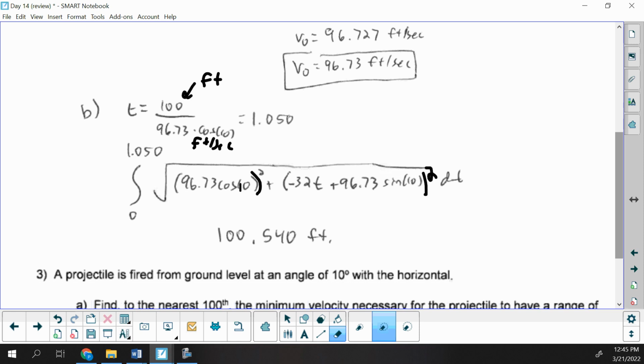Then we can do our arc length formula from 0 to that 1.050. Where under our radical, we have our x derivative squared plus our y derivative squared. Put that in the calculator, and we get 100.540 feet.